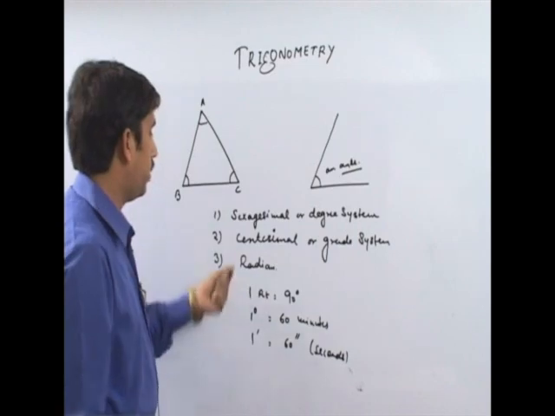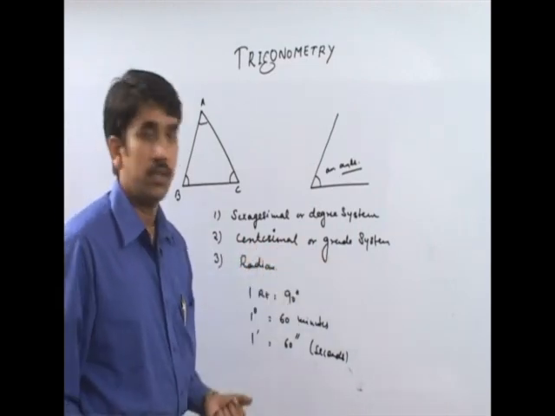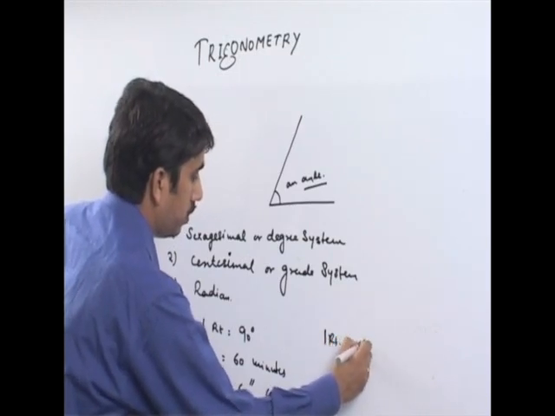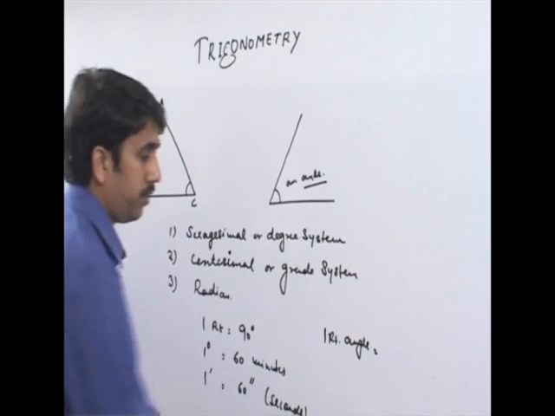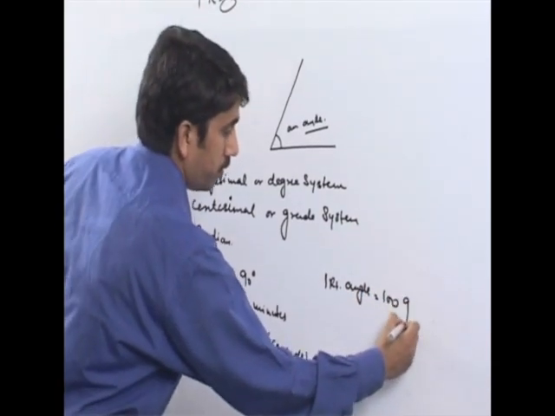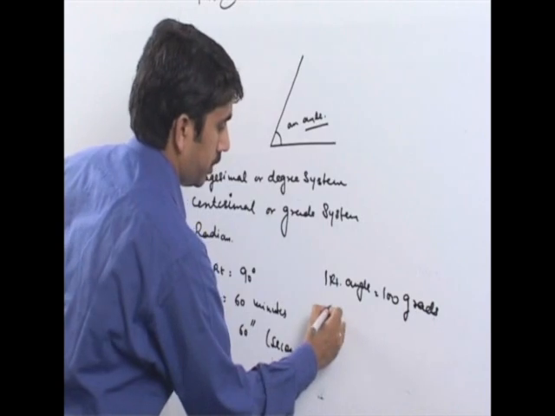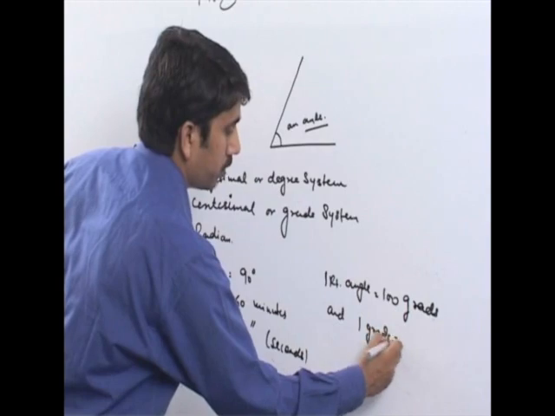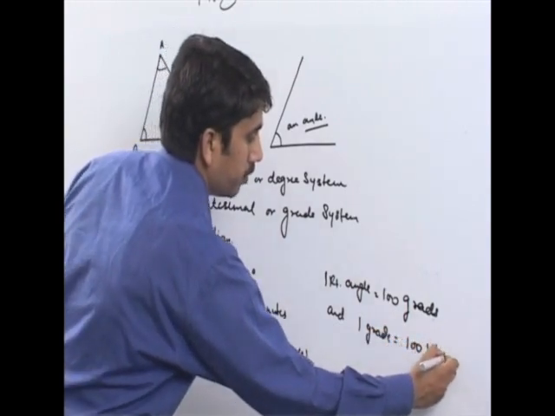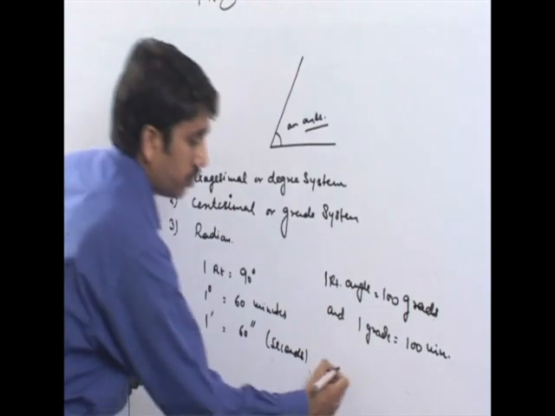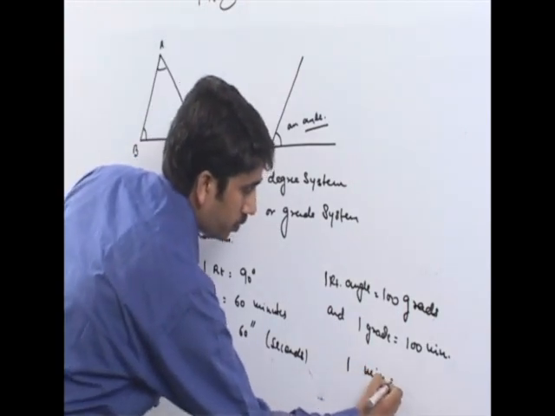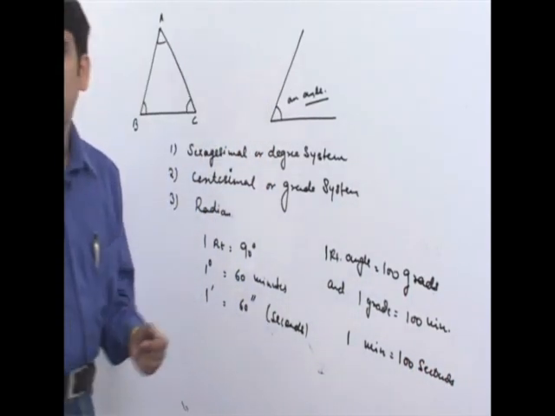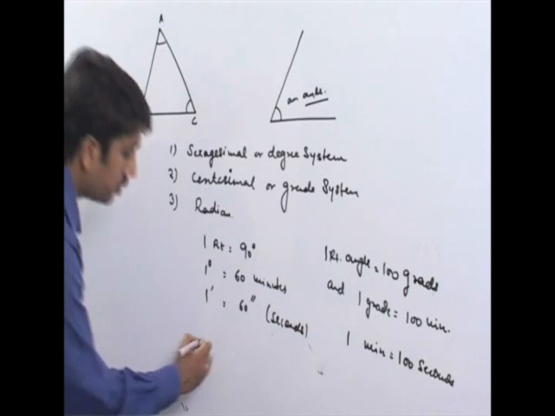In a similar way, in the centesimal or grade system, we take one right angle equal to 100 grades, and 1 grade is equal to 100 minutes and 1 minute is equal to 100 seconds.